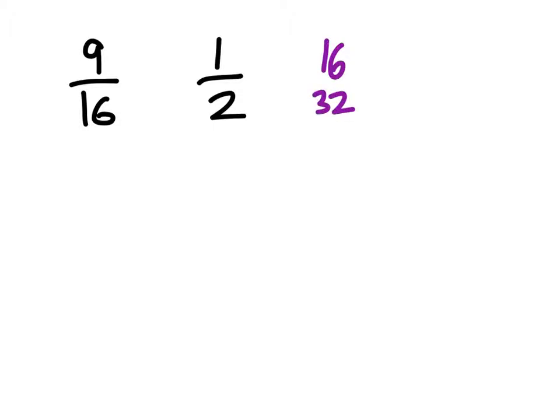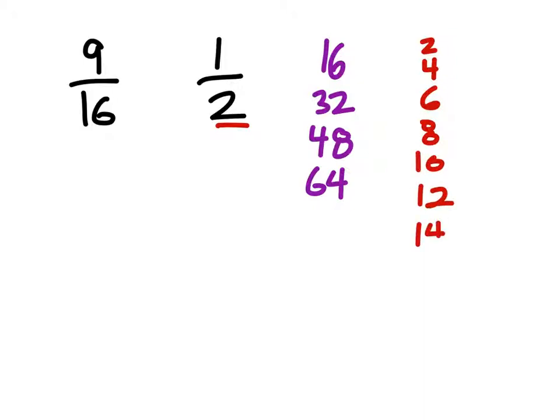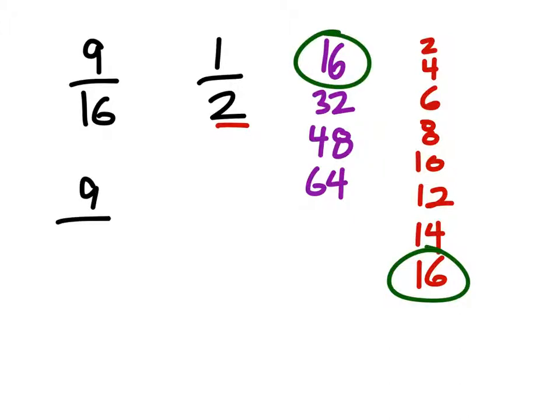16 times 3 would be 48, and then 16 times 4 is 64. We've gone way too far, and we'll show why in a moment, because for the other denominator, 2, we need to find its multiples. 2, 4, 6, 8, 10, 12, 14, 16. Just right there we have the common denominator of 16. Well, what that means is the 9/16 does not need to change, but the 1/2 we will change. And the question is, how do I make that 1/2 into 16ths?